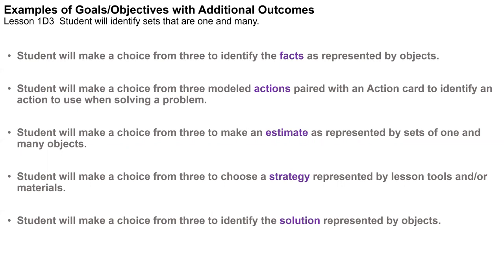Student will make a choice from 3 to make an estimate, as represented by sets of one and many objects. Student will make a choice from 3 to choose a strategy, represented by lesson tools and/or materials. Student will make a choice from 3 to identify the solution, represented by objects.